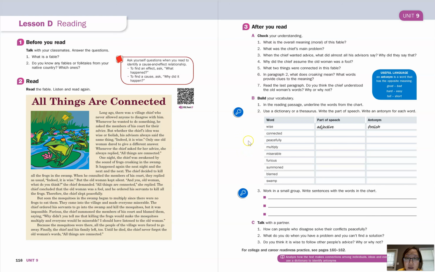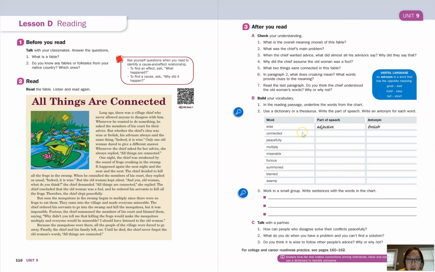Okay, but in exercise B, we are going to write the part of speech for each of these words from the story. So find them and underline them in the story. For example, wise, you can see here, indeed it is wise, and here as well. But whether the chief's idea was wise or foolish, and then you can write the part of speech, and we can see that it is an adjective, okay, because it describes idea. So adjective, and then in fact you can see the antonym next to the word wise. So the opposite of wise is foolish.